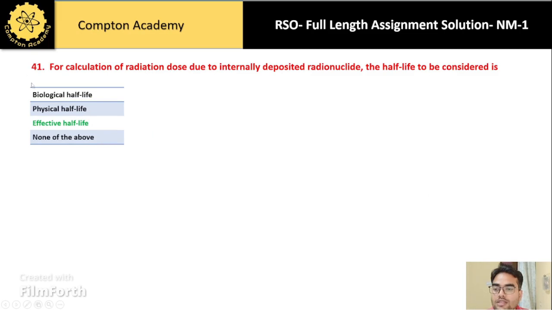Now question 41: for calculation of the radiation dose due to the internally deposited radionuclide, the half-life to be considered is... To calculate the radiation dose due to an internally deposited radionuclide, we have to consider both the biological and physical half-life, which is expressed in the form of the effective half-life. So effective half-life is the correct answer for this.